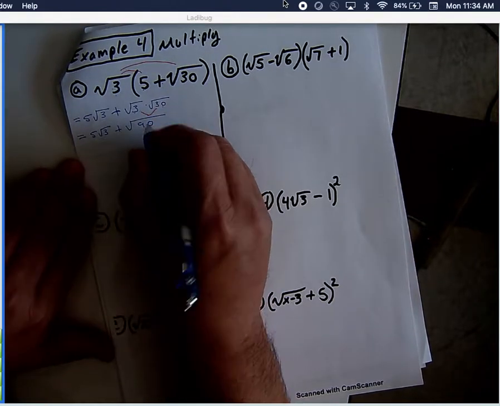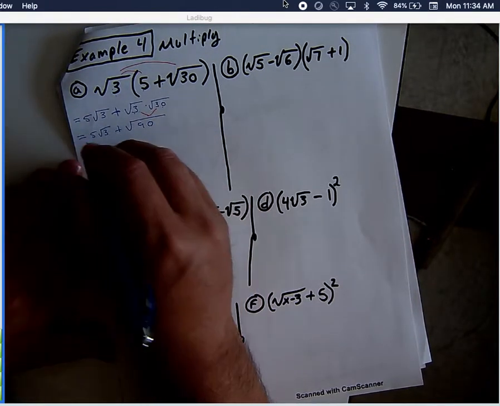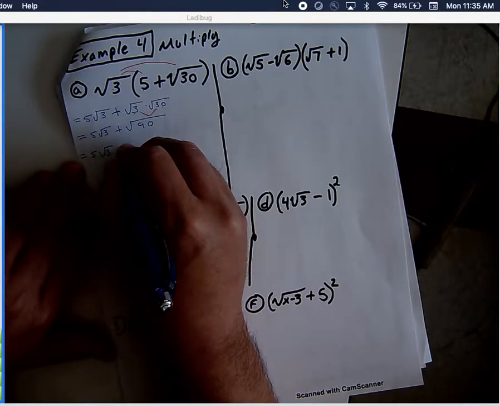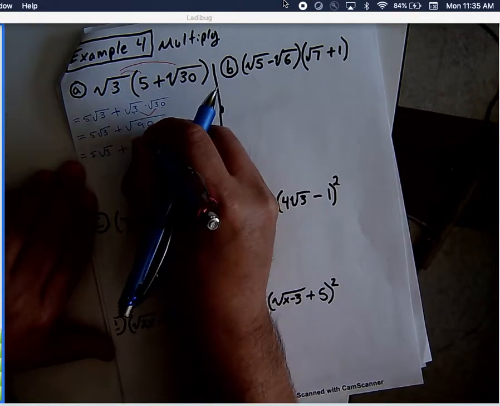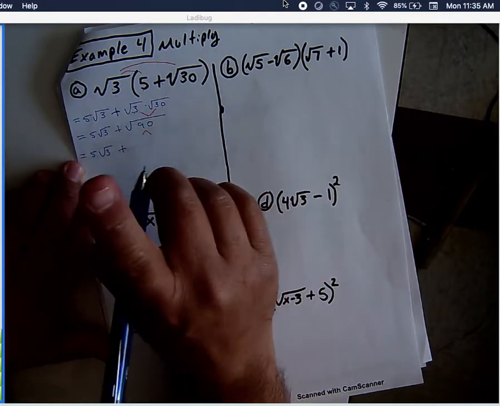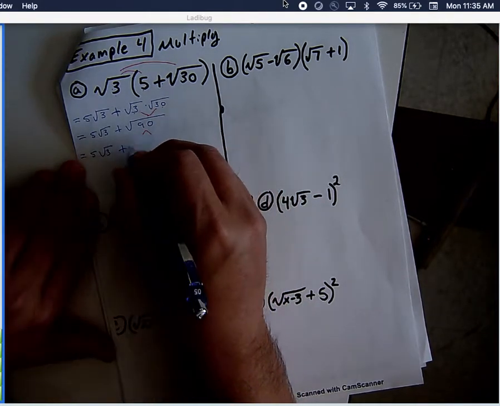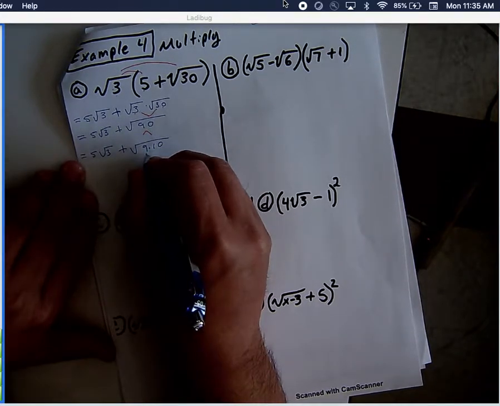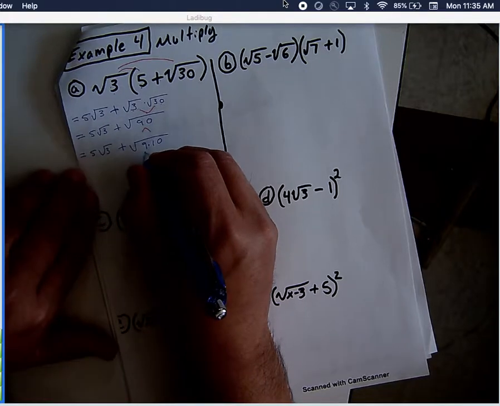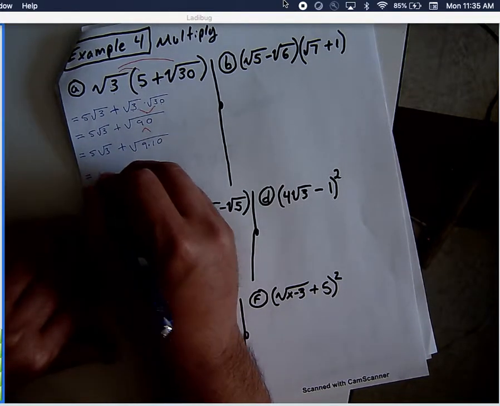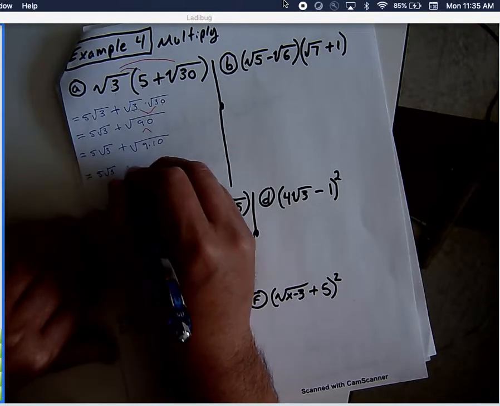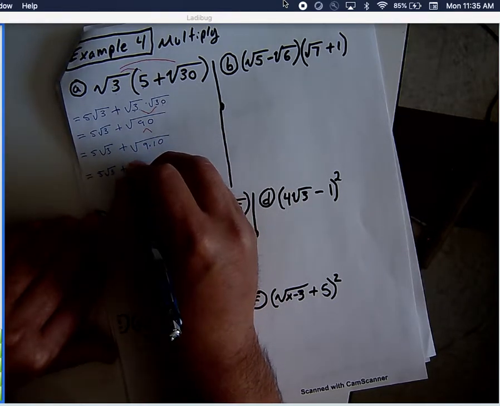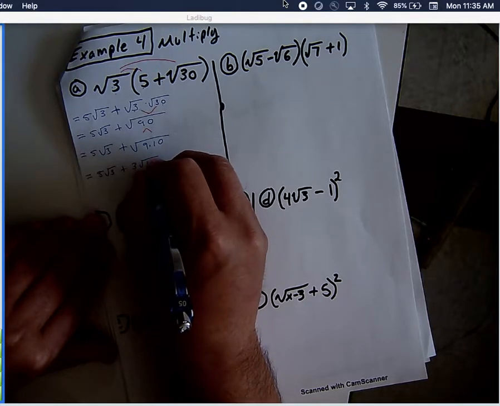Now from here, the square root of 3 doesn't have a perfect square, so this part will stay the same. This one you can split into two things, where one of them needs to have a perfect square root. We know that's going to be 9 times 10, because 9 has a perfect square root. So now you have 5 square root of 3 plus square root of 9, which is 3, square root of 10.